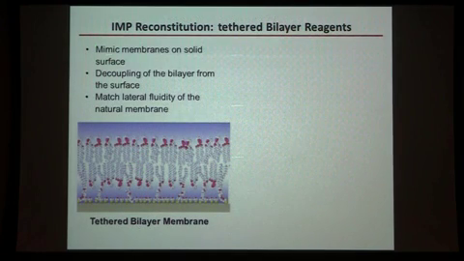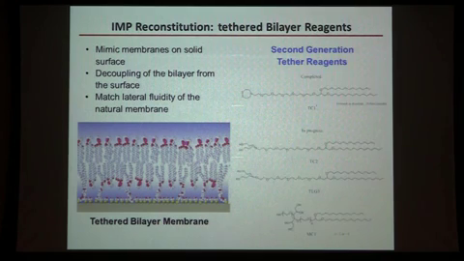So again, we want to mimic membranes on solid surfaces. The idea of sparse tethering is to get that bilayer away from the surface and it floats, and a lot of effort has actually been placed on reconstitution with as few tethers as possible to have stable bilayers, but to allow the natural fluidity of the membrane.